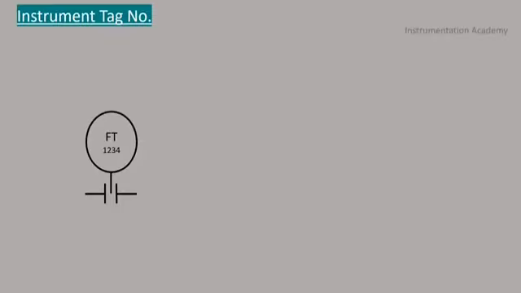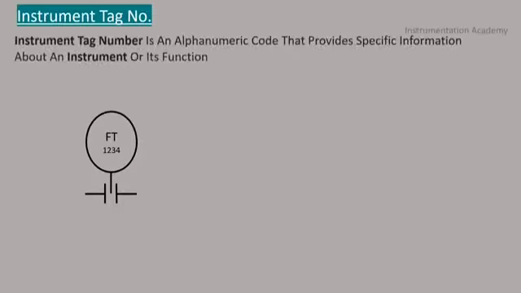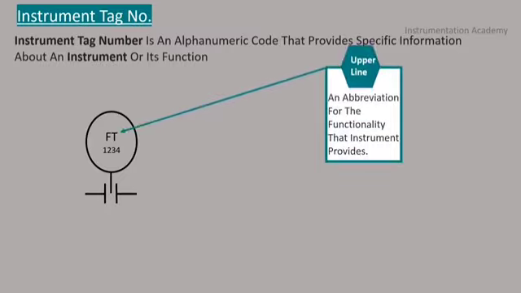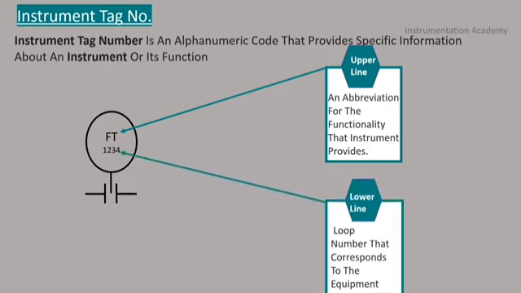Instrument tag number. Instrument tag number is an alphanumeric code that provides specific information about an instrument or its function. An instrument tag number has two lines in it. One is the upper line. It is a short form for the functionality that the instrument provides. The second is the lower line. It is a loop number that corresponds to the equipment in the plant. Since most plants have many instruments of the same type, a unique number is applied so that each one can be individually identified. This number is known as the loop number.